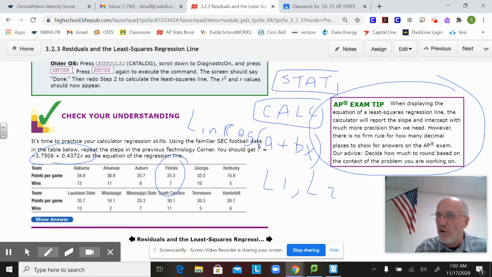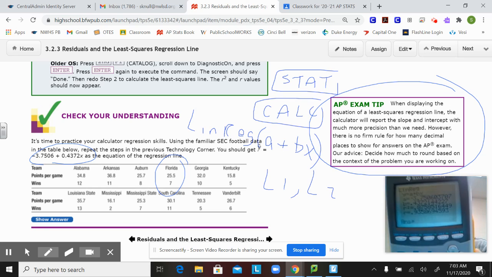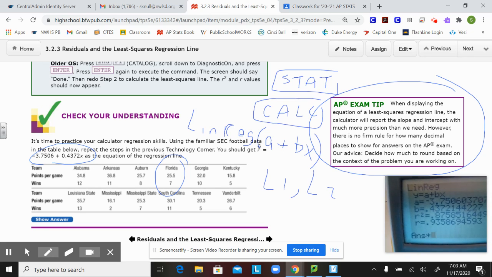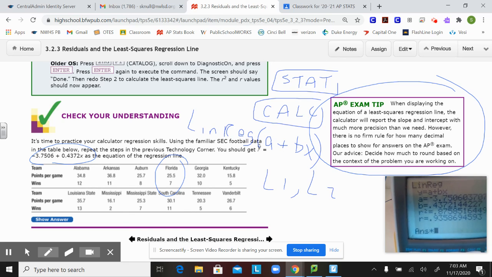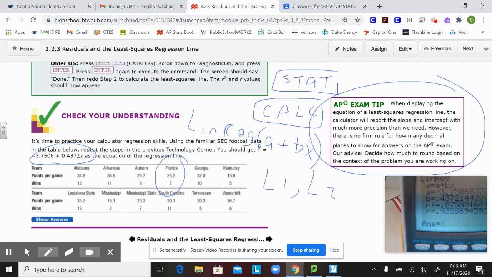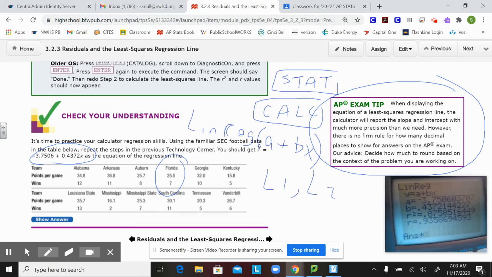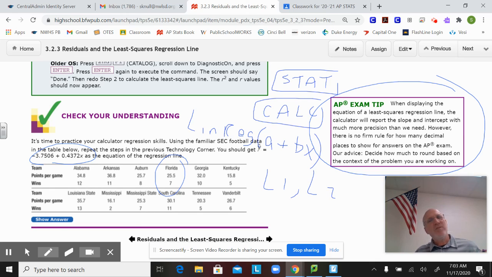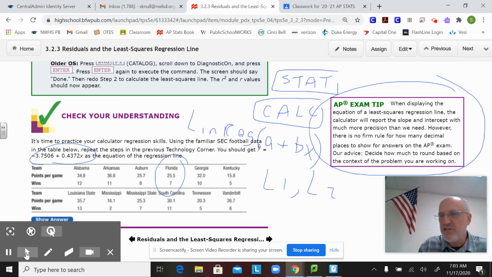However, there is no firm rule for how many decimal places to show. The AP Stats test doesn't say. It says, our advice, decide how much to round based on the context of the problem. I would always err on the side of over rounding. Like, it'd be silly, the slope is 0.437, don't round that down to 0.4. I would give that a few decimal places. You'd call the y-intercept negative 3.75. So no hard and fast rule, but be aware of what precision the problem might need.